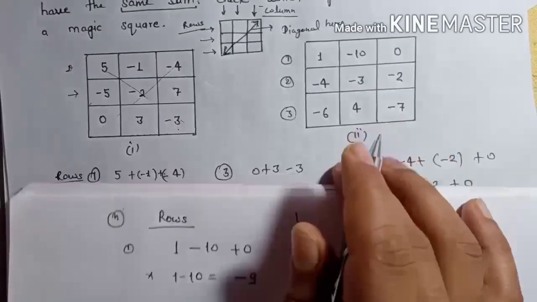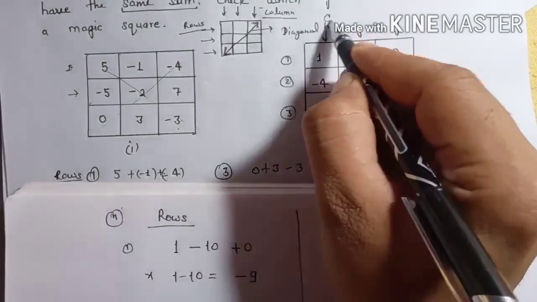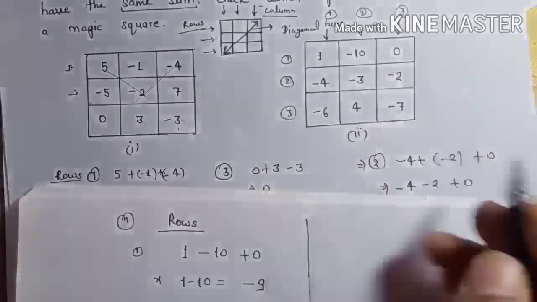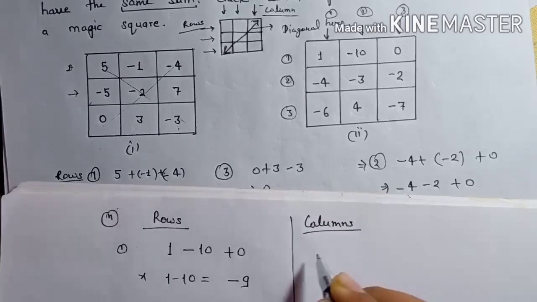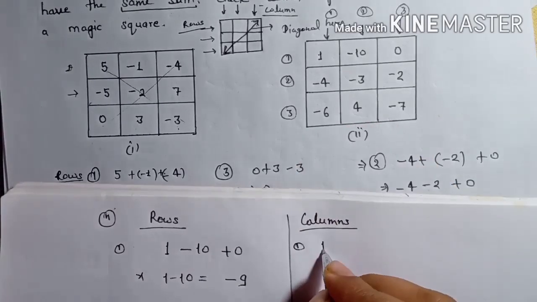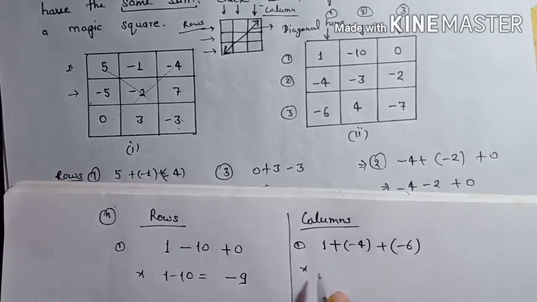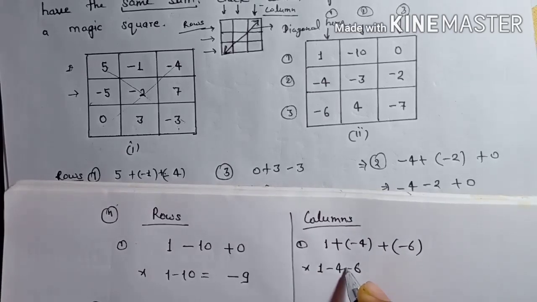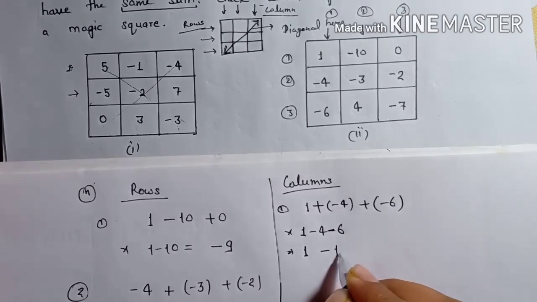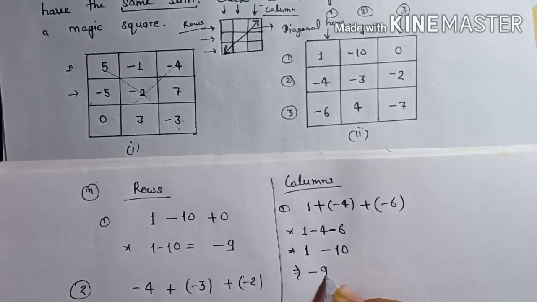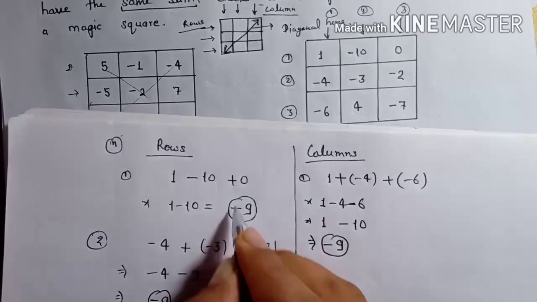Let's check it for columns. These are the columns here: the first, second and third. For the first column we have 1 plus -4 plus -6. That is 1 minus 10, and we have the answer -9. Yes, we again got -9, -9, -9.